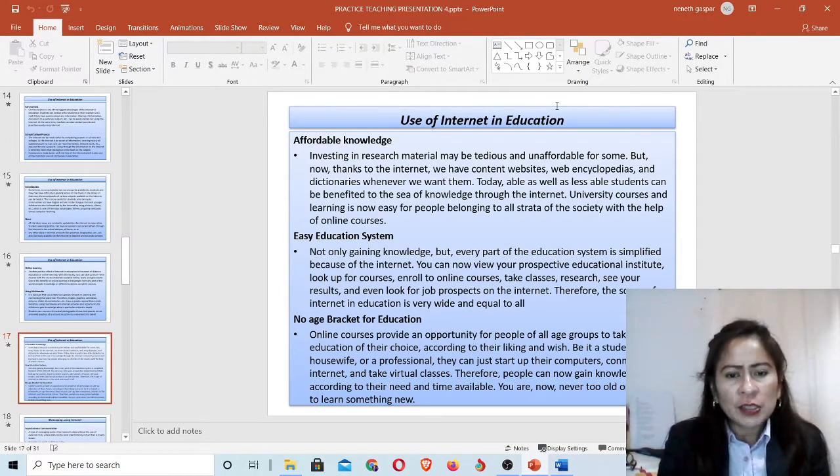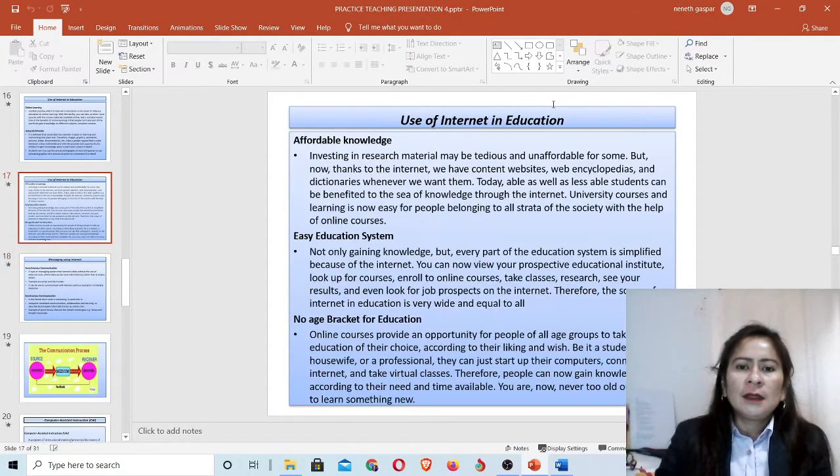A boon for education. Online courses provide an opportunity for people of all age groups to take up education of their choice, according to their liking and ways. Be it a student, a housewife, or a professional, they can just start up their computers, connect to the Internet, and take virtual classes. Therefore, people can now gain knowledge according to their need and time available. You are now never too old or too busy to learn something new. This is the use of the Internet in education.